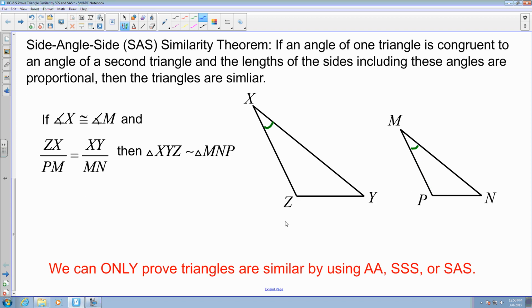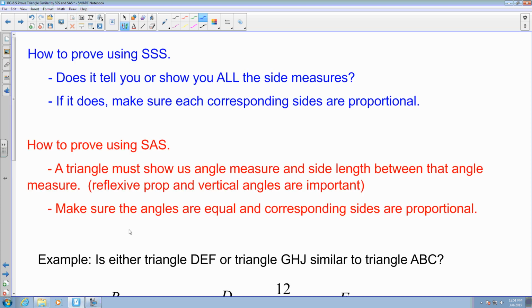Another thing to note, we can only prove triangles are similar by angle angle, which we talked about in 6.4, side side side, or side angle side. So how do we use the side side side, or SSS? All right, first thing we have to do is, does it tell you or show you all the side measurements? If it does, make sure each corresponding side is proportional. If we're going to use the side angle side, the triangle must show us angle measure and side length between the angle measures.